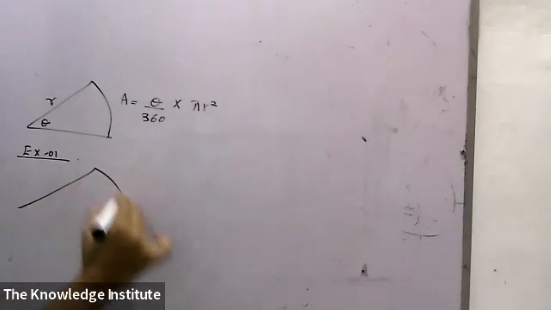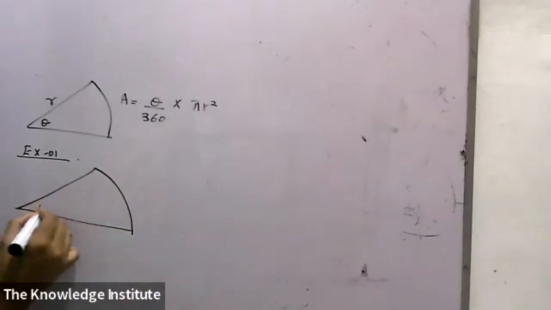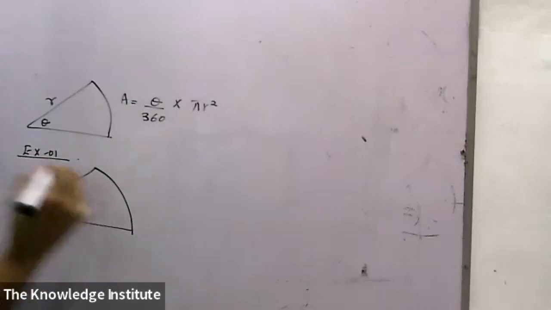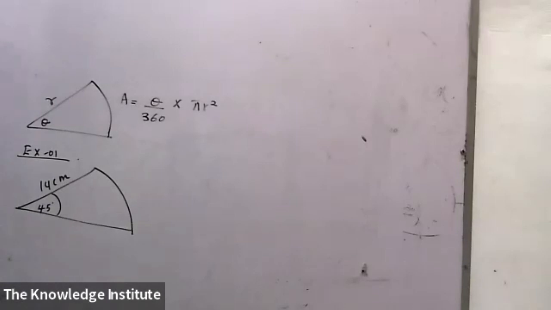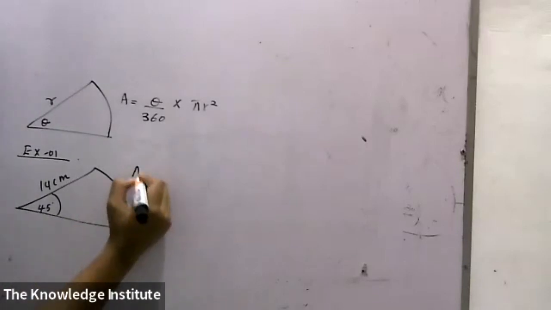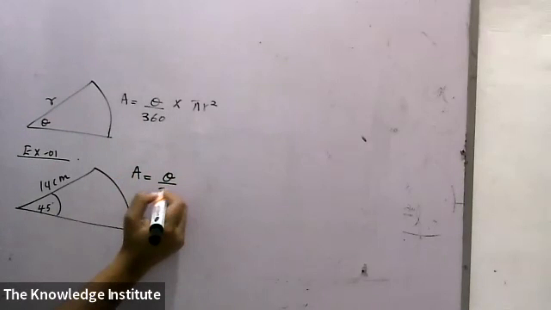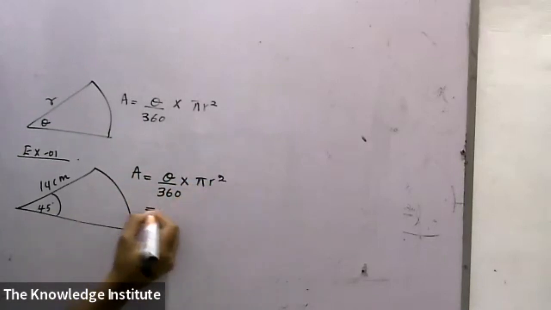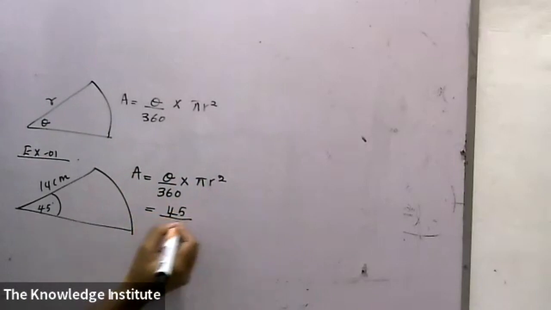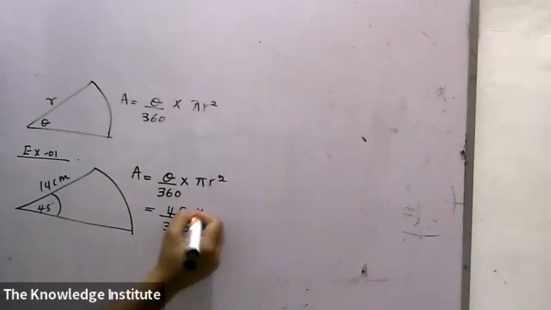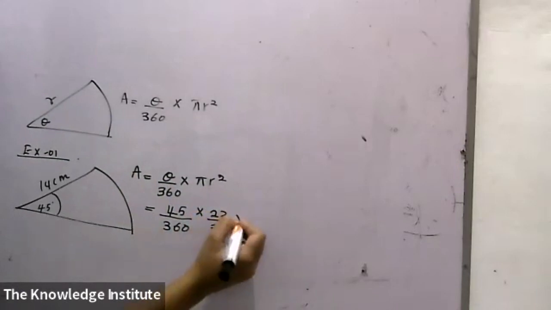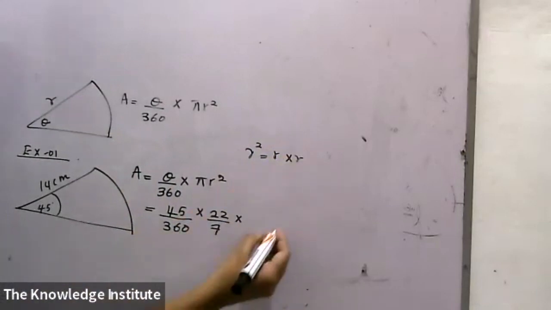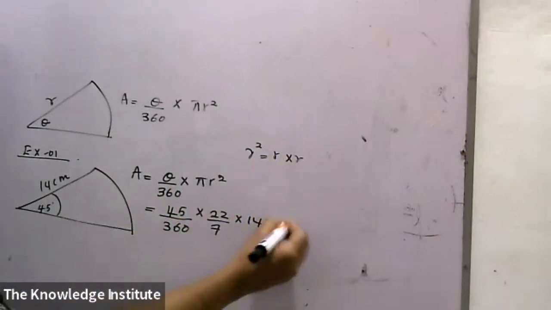Let's say you have a sector of 45 degrees, with 14 centimeters as your radius. How to find the area here? Area will be equal to theta over 360 into pi r squared. What is the theta value? 45 degrees over 360. Pi value is 22 over 7. R squared means you multiply R twice, 14 into 14.